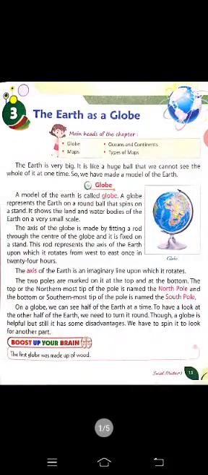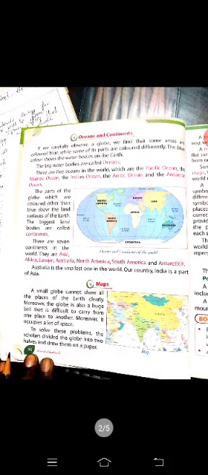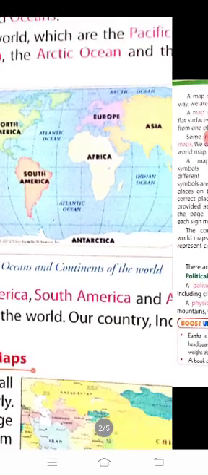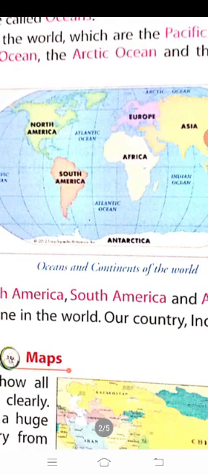Read this chapter once again. Very simple chapter. Photographs are also given to you. As you look at the start of this chapter, we read about globe, maps, oceans and continents, types of maps. For the globe, the photograph is also there. And if you read about the oceans and continents, the names of oceans and continents are also written there. You can read from the oceans and continents of the world, very easy. It is colored in blue, and the names of oceans are written very clearly. You can see in maps, dear students. Okay, map is very easy.